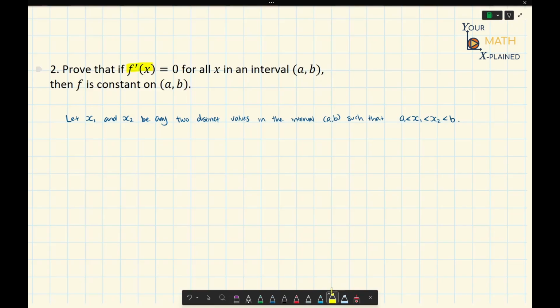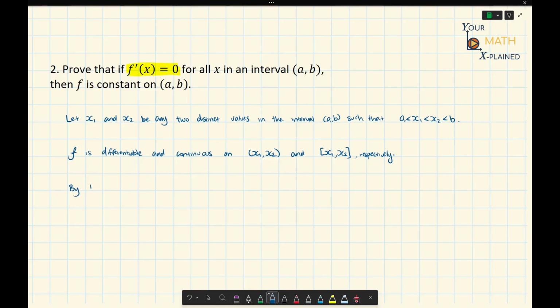Now, we're given that f prime of x is equal to 0 for all x in the interval. So this means that f is differentiable. So we have f is differentiable, and because it's differentiable, it is also continuous on the open interval x1 to x2 and the closed interval x1, x2, respectively. So now we have the conditions required in order to use the mean value theorem.